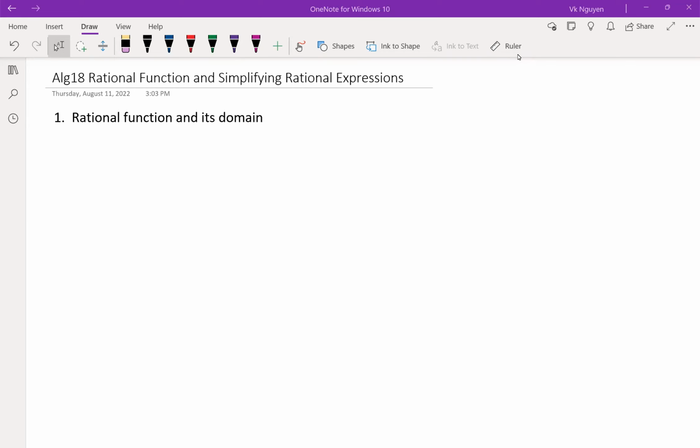Today we explore lesson 18 in algebra, rational functions and simplifying rational expressions. 1. Rational function and its domain. A rational function has the form f of x equals p of x over q of x, where p(x) and q(x) are polynomials.